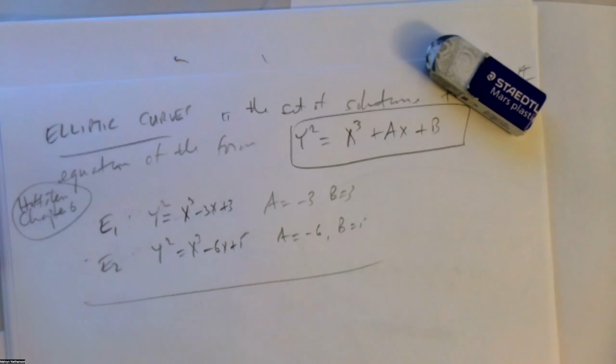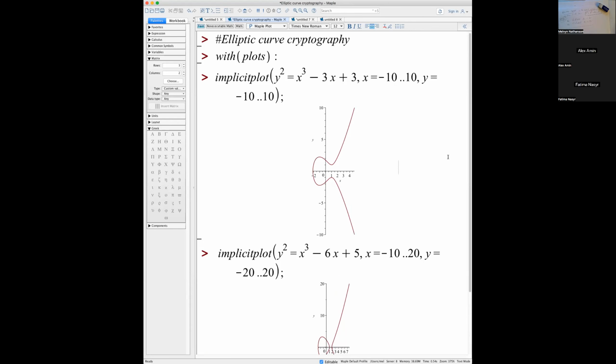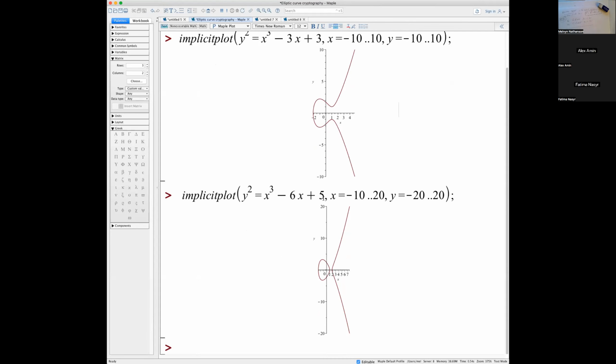I want to share my screen with Maple. So now you should see these curves. So the curve y squared is x cubed minus 3x plus 3. If I graph it, it looks like this. So it comes down. The second curve, y squared is x cubed minus 6x plus 5. When you graph it in the plane, you're just looking at real numbers, x and y, that satisfy the equation. It actually has two components. It has a piece that comes down like this and another piece there. And this is also characteristic.